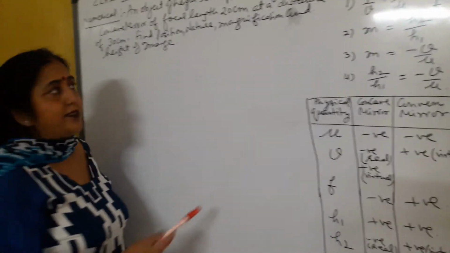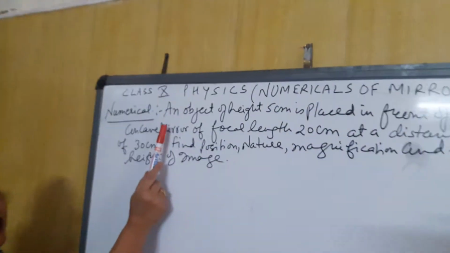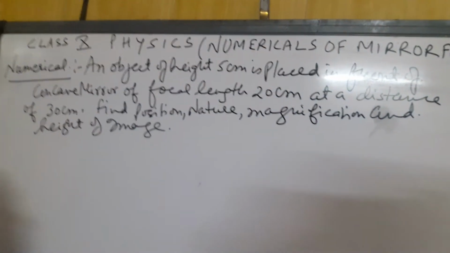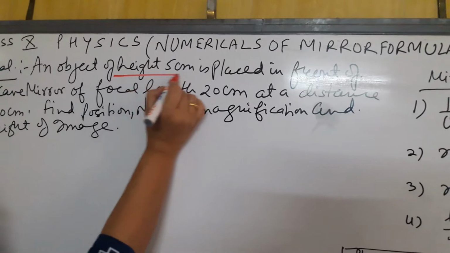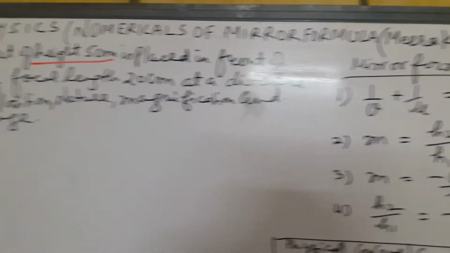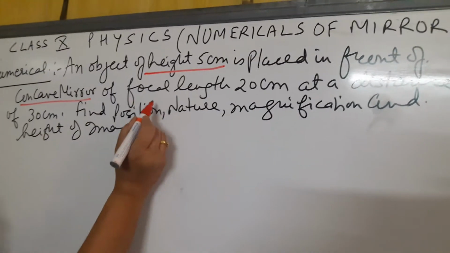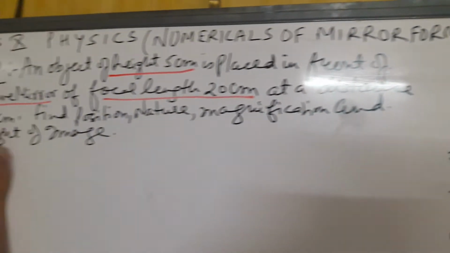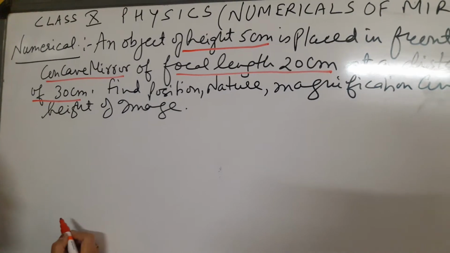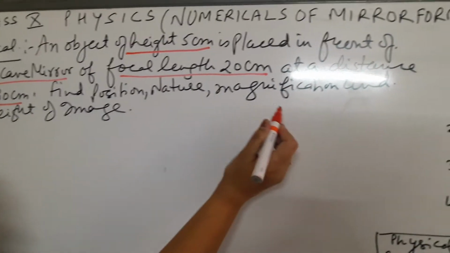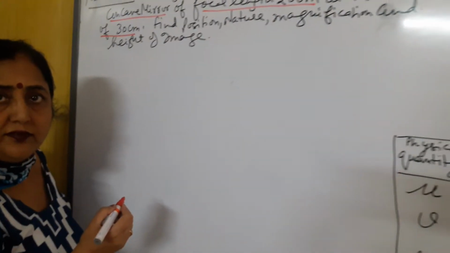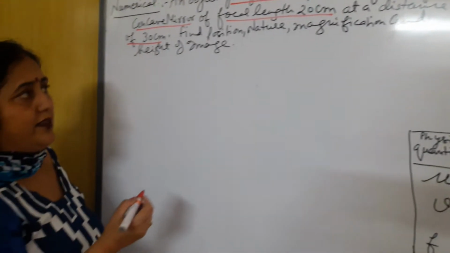Today I will tell you how to do numericals. Now here is a numerical I have written. An object of height 5 cm is placed in front of a concave mirror of focal length 20 cm at a distance of 30 cm. Find position, nature, magnification and height of image. How will we do it now?